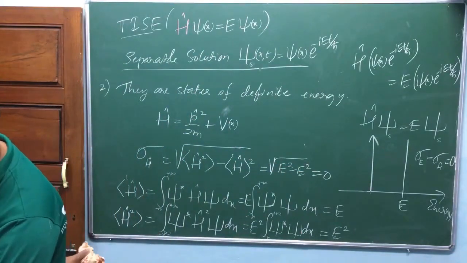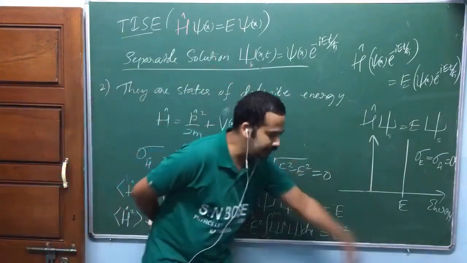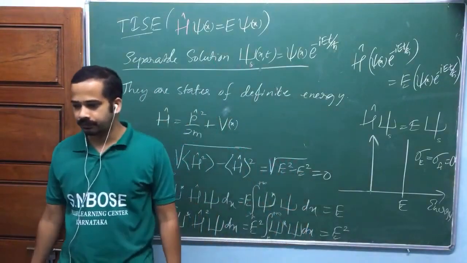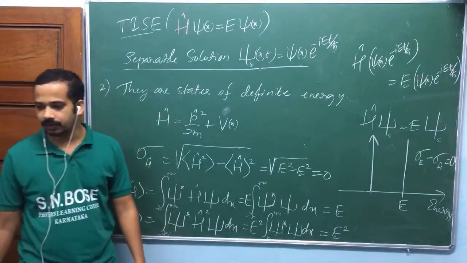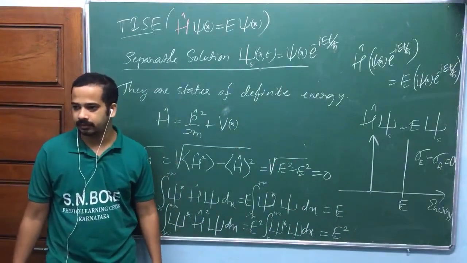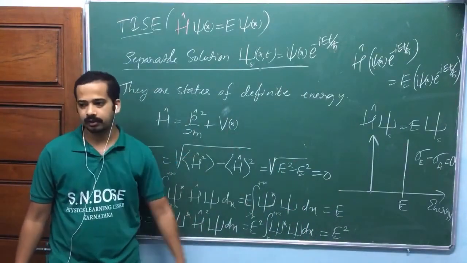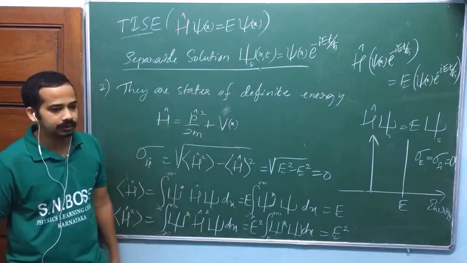Every measurement of total energy will give the value E only, if you take identically prepared systems, every identically prepared system with this state, and you do the measurement.